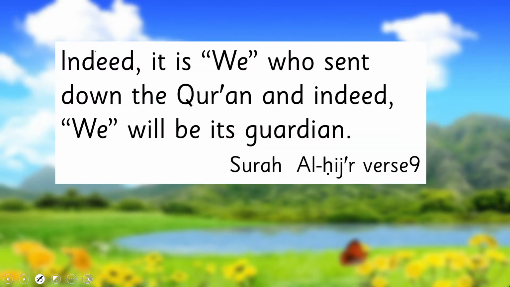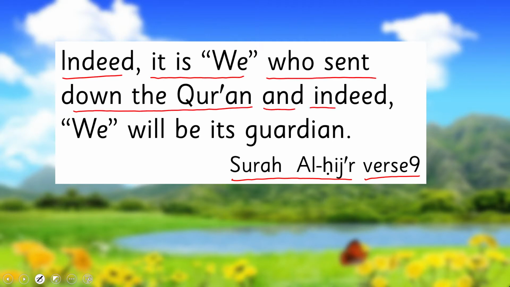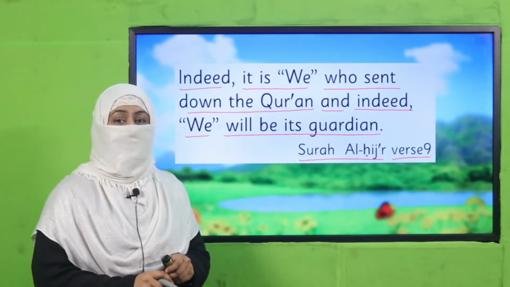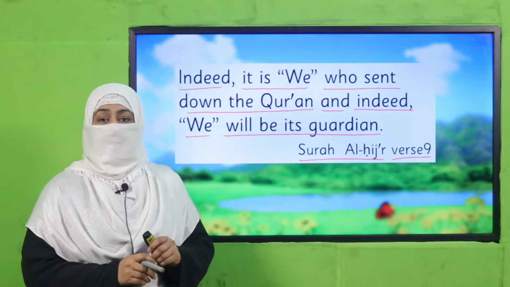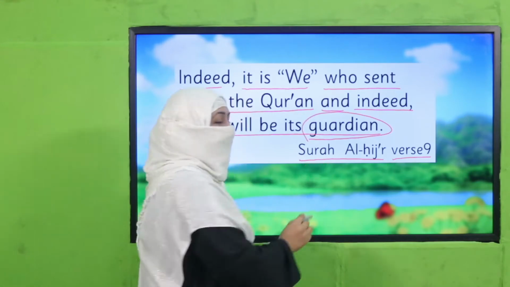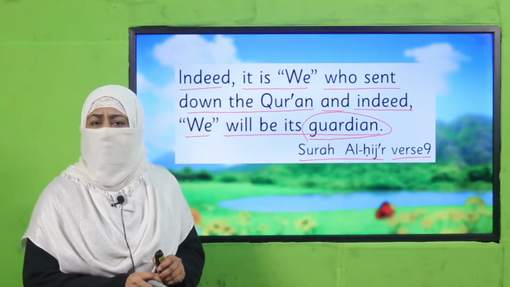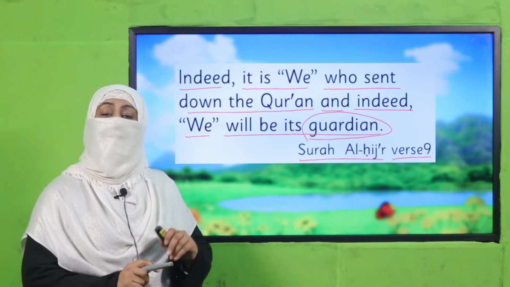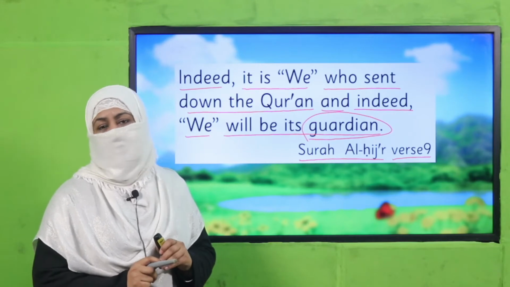Let's start with the name of Allah subhanahu wa ta'ala. Allah mentions in Quran, Surah Al-Hijr, verse 9: Indeed, it is we who sent down the Quran, and indeed, we will be its guardian. Yes, my dear children, this verse is telling us that Quran has been sent by Allah subhanahu wa ta'ala and it is being guarded by Allah subhanahu wa ta'ala. That's why each and every word of Quran is truth and it is saved. The way it was sent, till the time, alhamdulillah, it is with us.